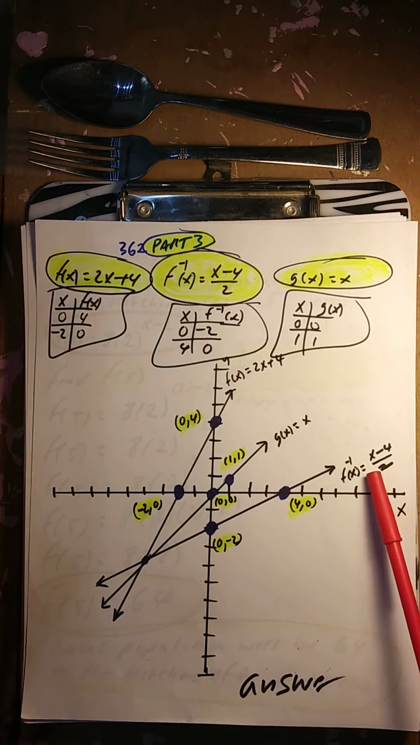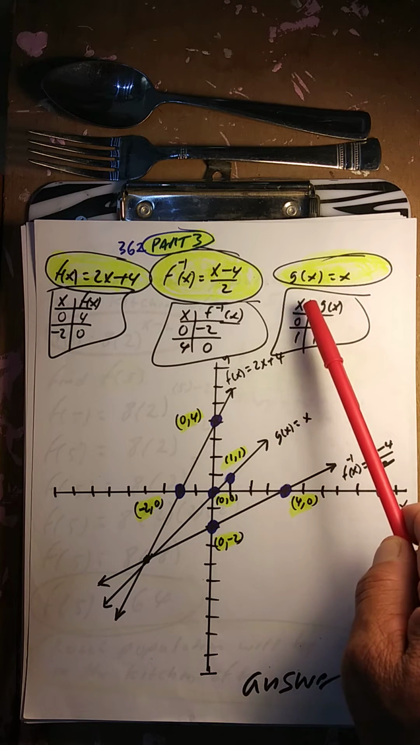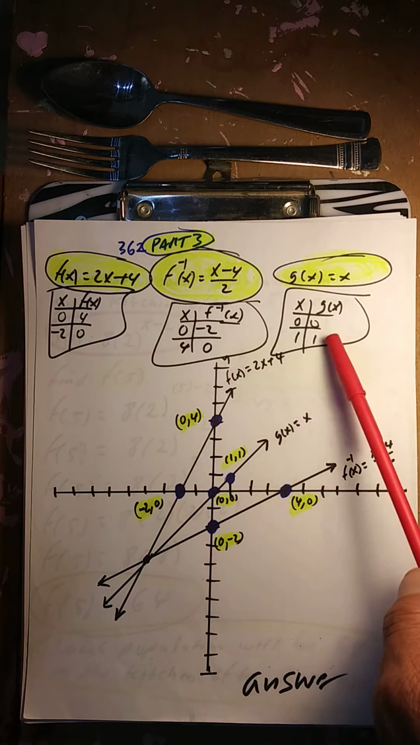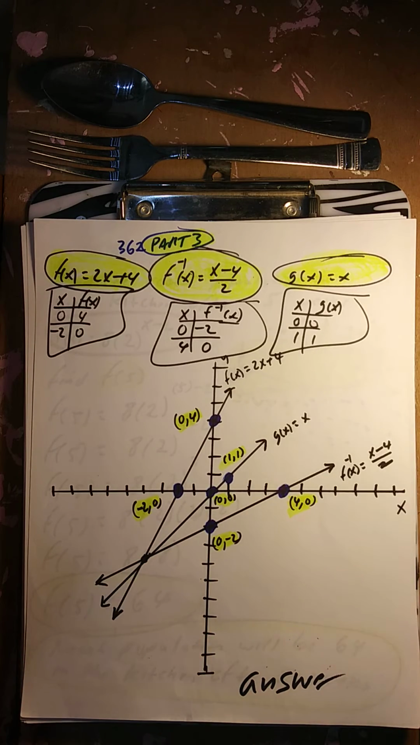See it? Inverse. And then the g of x equals x is just 0, 0 and 1, 1. And it's just a line like this. And they all kind of meet down here somewhere.